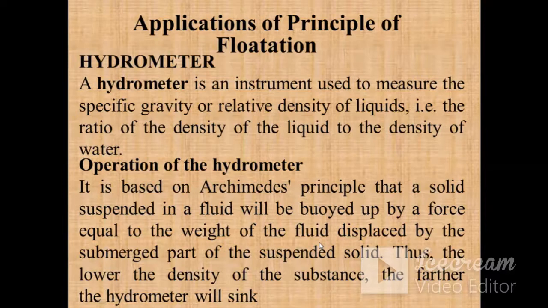Like we have calculated the density of the irregular object, and on what basis were we calculating? We were calculating on the basis that whatever volume of the fluid is displaced, that volume will be equal to the volume of the stone. So the force acting on the body in the upward direction is equal to the weight of the fluid displaced by the submerged part of the suspended solid. Thus, the lower the density of the substance, the farther the hydrometer will sink.